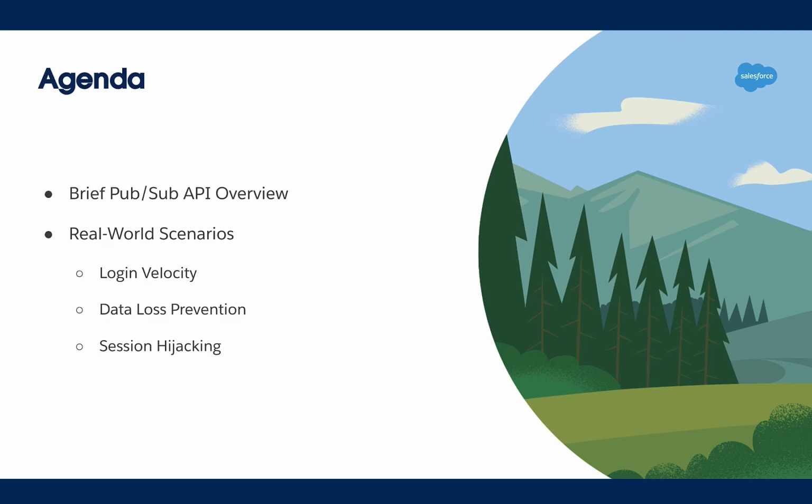We're going to start with a very brief overview of the PubSub API. It's one of many of Salesforce's APIs, and we've gone through a few iterations of real-time APIs, so I want to make sure that we start with a baseline understanding of where the PubSub API sits. Then, we're going to jump into the real-world scenarios and see how leveraging the real-time events can help us identify malicious behavior across 3 different types of use cases.